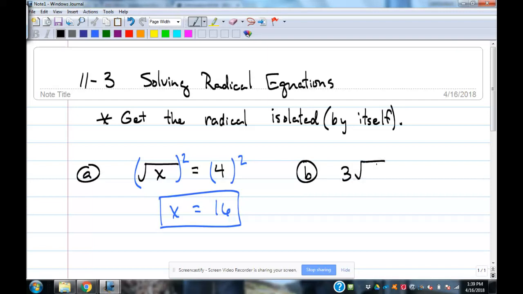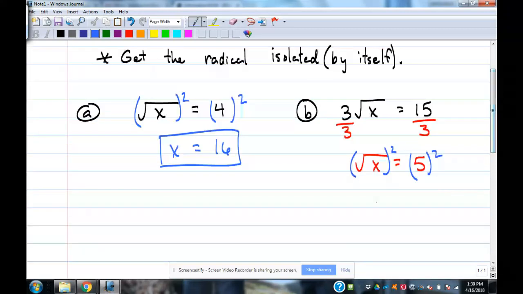So here we have a problem. It says 3 radical x equals 15. Is the radical completely by itself? No, it's got a 3 in front of it. Divide by 3. That'll get rid of that. So that's radical x equals 5. How do we get rid of the radical? Square both sides. Left side we get x, right side we get 25. Pretty easy so far.